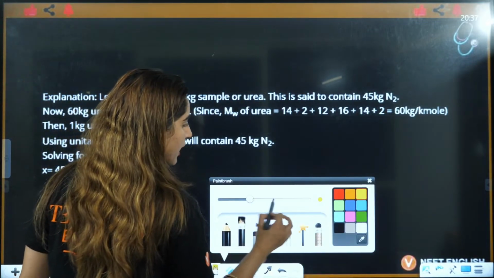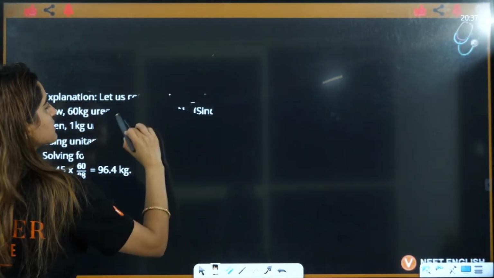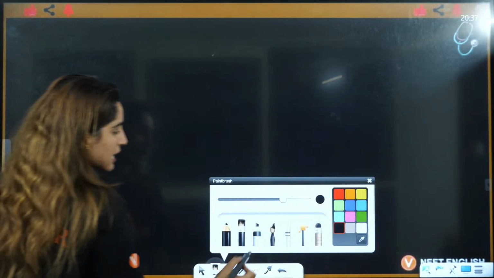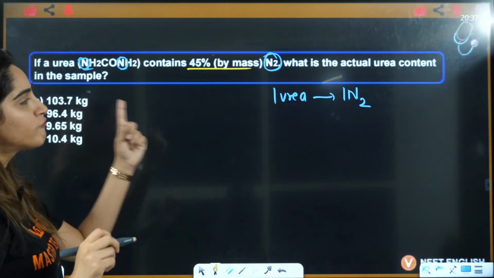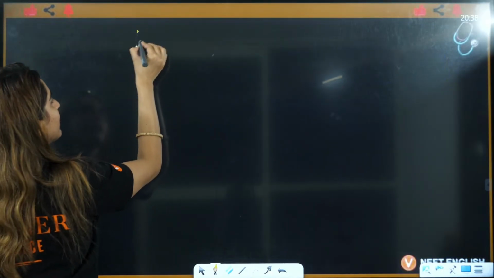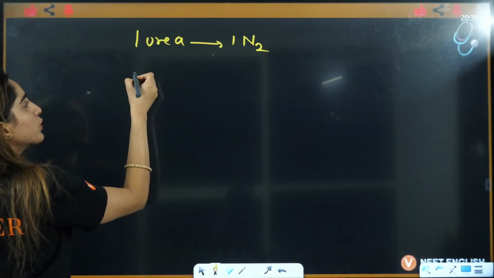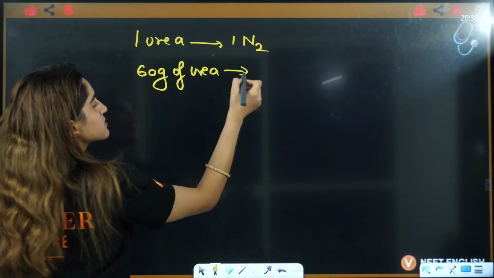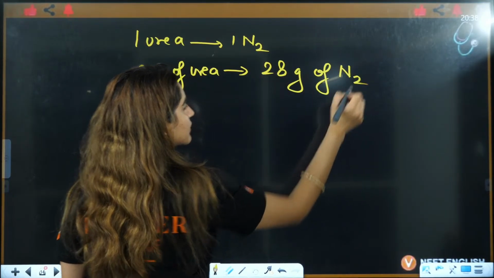So what I can do, I can just erase this and write down my own explanation here, because you might get confused. So let's talk about this. See, one urea has one N2, right? Now, if one urea contains one N2, that means urea means 60 gram. 60 gram of urea contains 28 gram of N2, right?